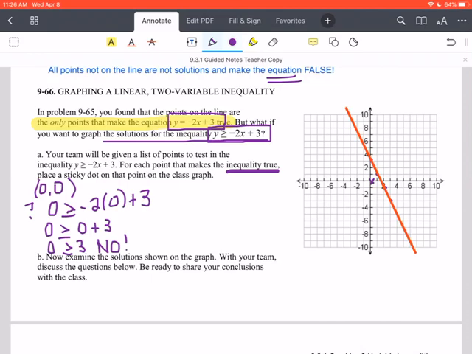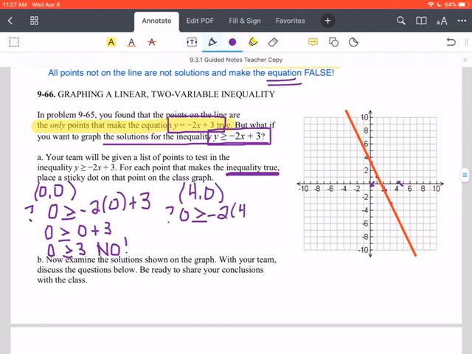So let's try the point 4, 0. We're now asking, is the point 4, 0 a solution to the inequality? So is 0, which replaces y, greater than or equal to negative 2 times 4, plus 3? So is 0 greater than or equal to negative 8 plus 3? Negative 8 plus 3 is negative 5. Is 0 greater than a negative number? The answer is yes. So this point 4, 0 is indeed a solution.